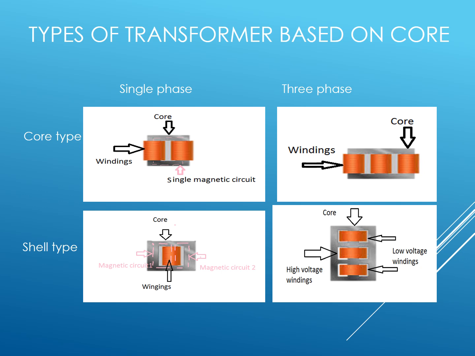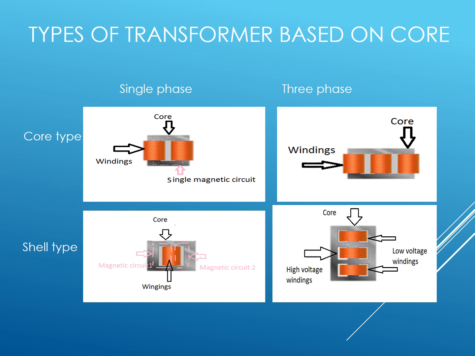Next one is the shell type. It has double magnetic circuits and it has three limbs. Both the windings, that is primary winding and secondary winding, are on the central limb only. And in this case, core encircles the winding. That is, core surrounds the winding. On the central limb we have the winding and the full core surrounds this winding in this case.